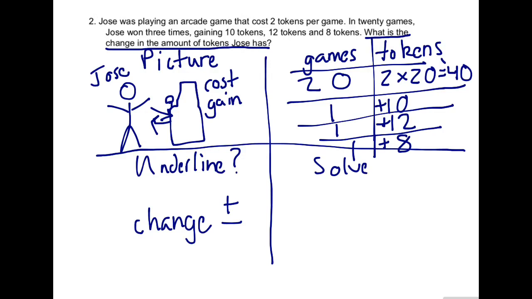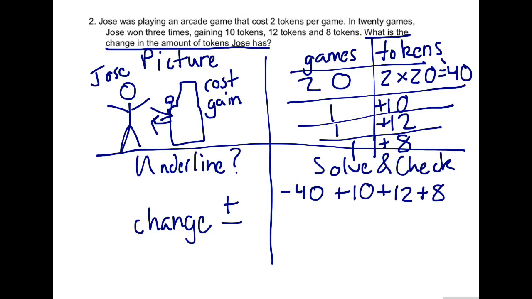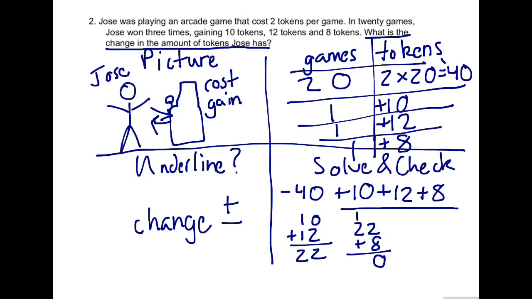So now I'm going to solve and check. To solve this, I'm going to take negative 40 plus 10 plus 12 plus 8, and see what the change is. In addition, you can add in any order. I'm going to add these 3 numbers because they're all positive. 10 plus 12: 0 plus 2 is 2, 1 plus 1 is 2, so 22. 22 plus 8: 8 plus 2 is 10, 2 plus 1 is 3, so that's 30.